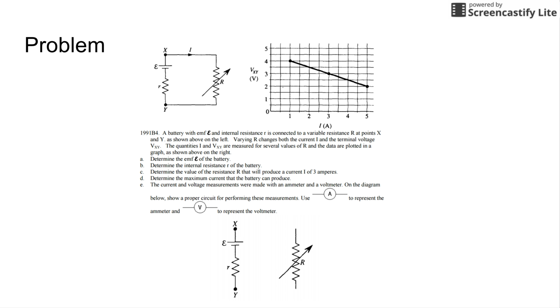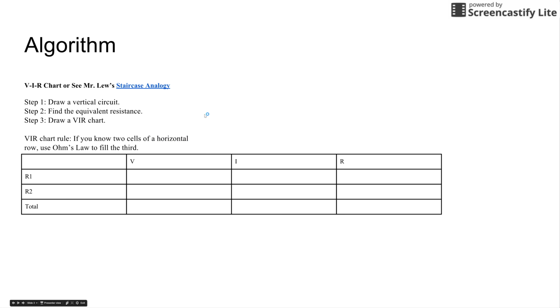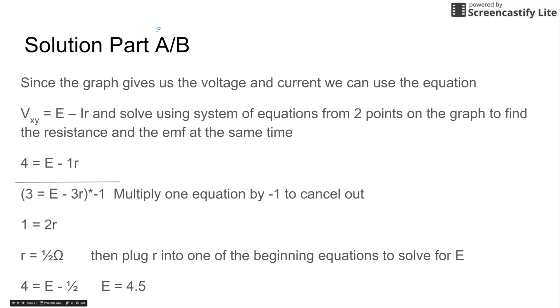So the first two questions are determine the EMF of the battery and determine the internal resistance R of the battery. And the reason why I say the first two is because we can do those two together. But first, we're going to figure out what algorithm we need to use. And in this case, since we're dealing with a battery, we're going to use the VIR chart. But to solve part A and B, the graph gives us the voltage and the current, and we can use the equation V of xy equals E minus IR, and we can solve that using a system of equations from the two easiest points on the graph to find the resistance and the EMF at the same time.